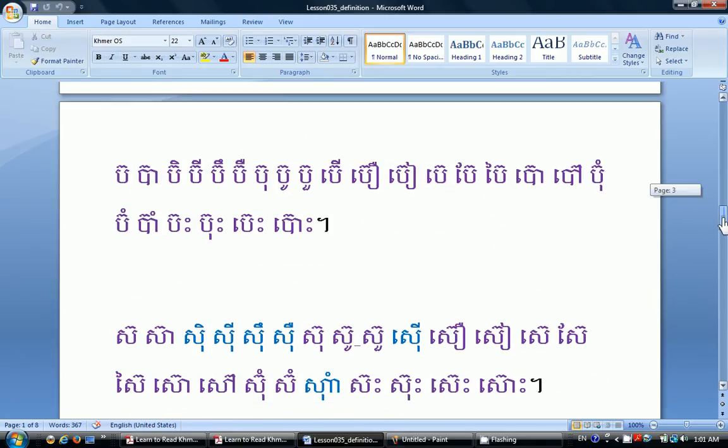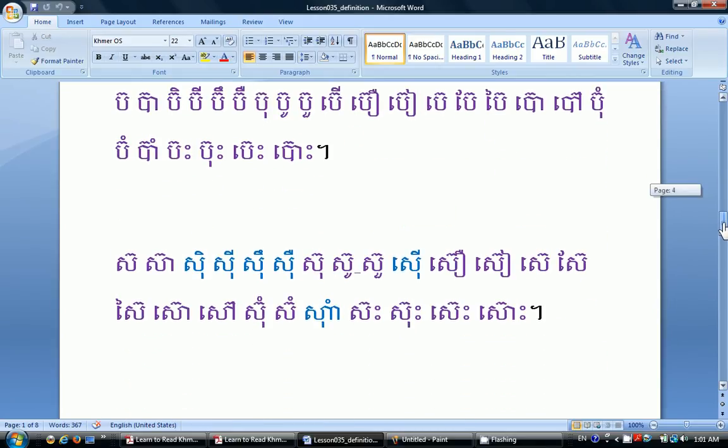So here's a list of all the new consonants along with combining them with all the vowels. Okay, in this section, let's just read these words without sounding them.